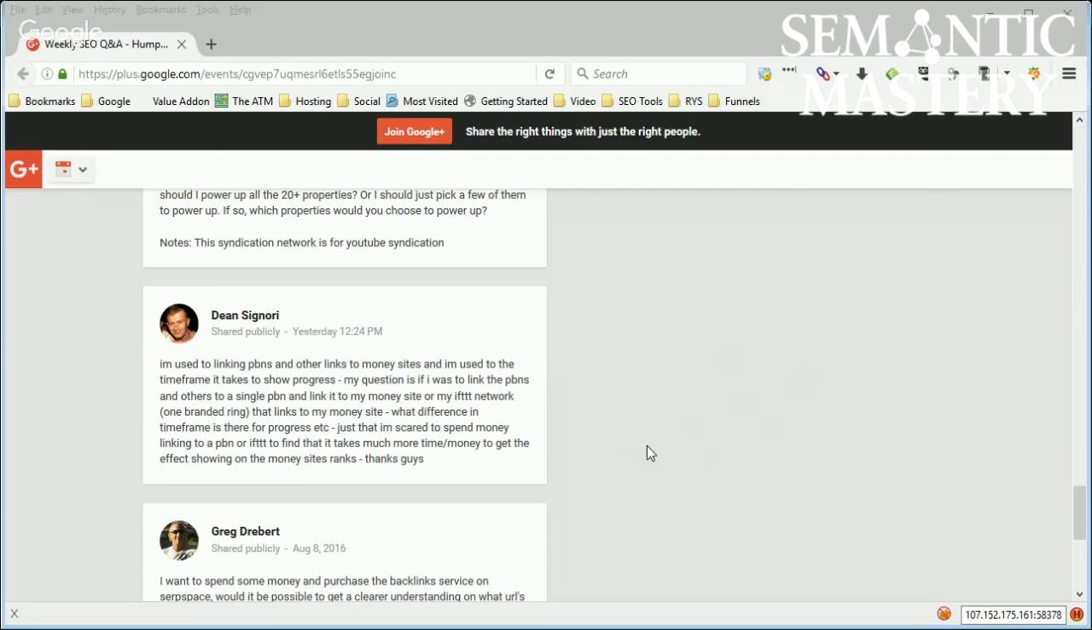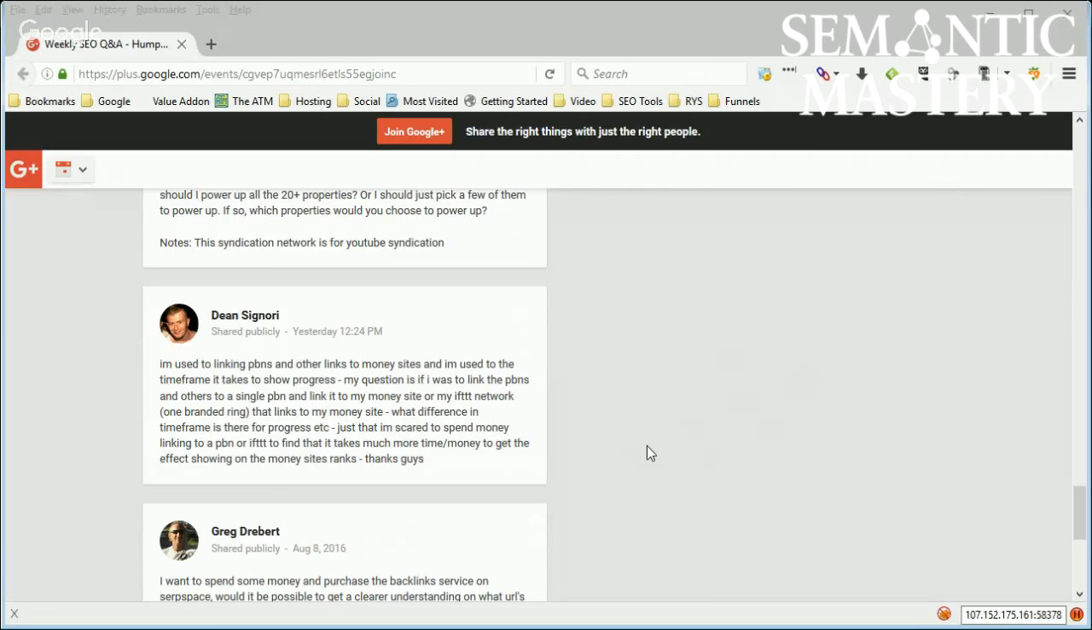But for the most part, whenever I'm building through a buffer site, so I'm building links to a buffer site that links to my money site, I find that it's a slower effect on the results than if it's a direct link to the money site. But I don't mind because it's safer. It's a safer approach that way.